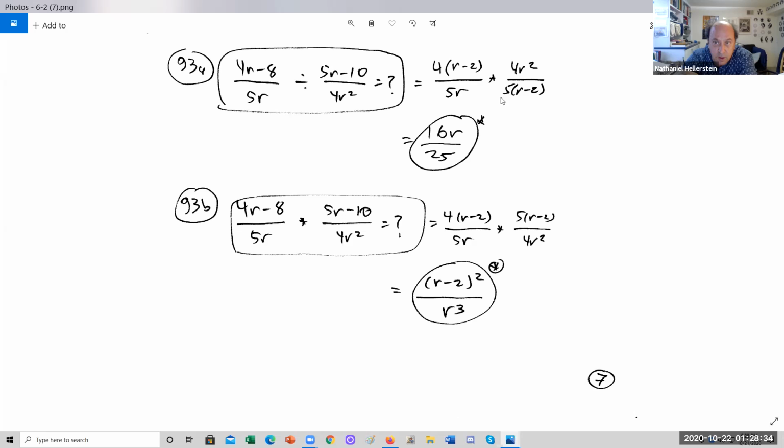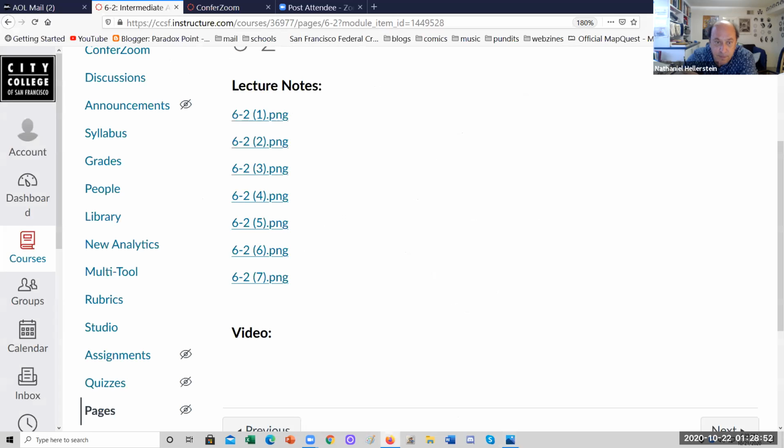And here the same thing, only it's a times. So instead of this, we have that. 5r minus 2 over 4r squared. All these multiply out. The 5's cancel and the 4's cancel. I'm left with r minus 2 squared in the numerator, r to the third in the denominator. All right.